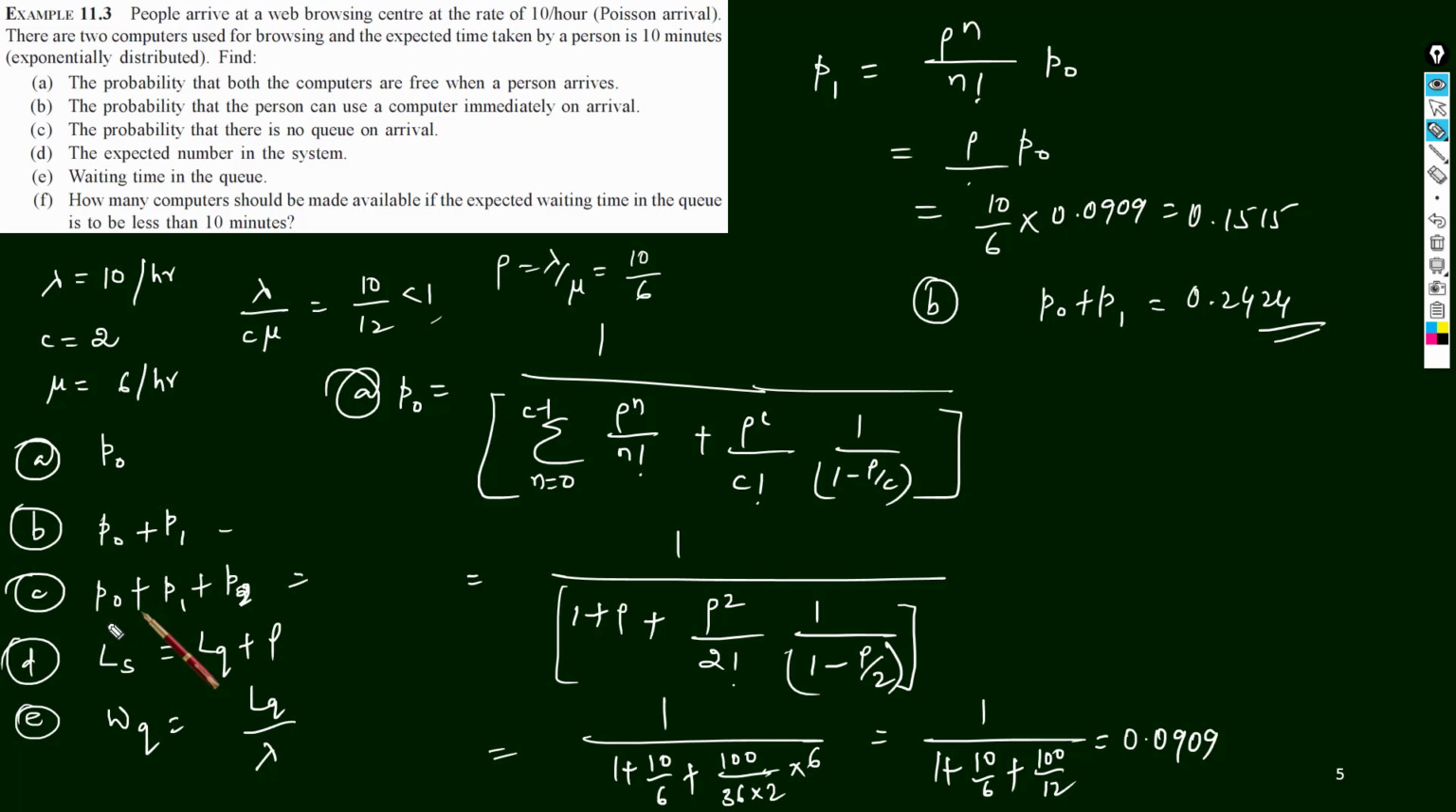In this way you have to calculate C also, and then LS and all the terms. So try this at your place and submit in the quiz. Thank you very much.